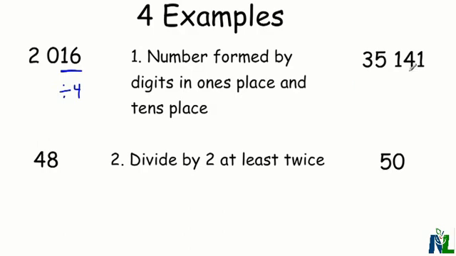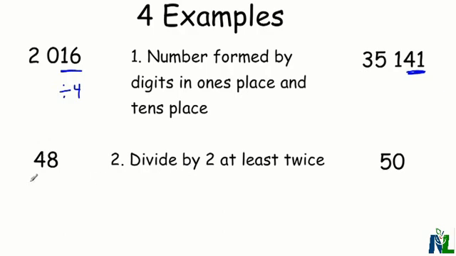Our next example is 35,141. The number formed by the digits in the ones and the tens place is 41. 41 is not divisible by 4, so 35,141 is not divisible by 4.